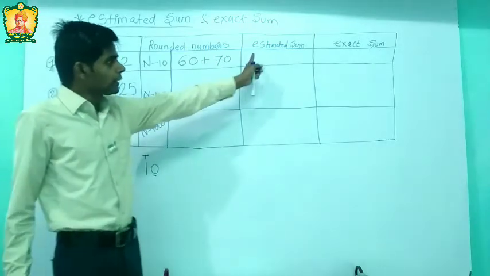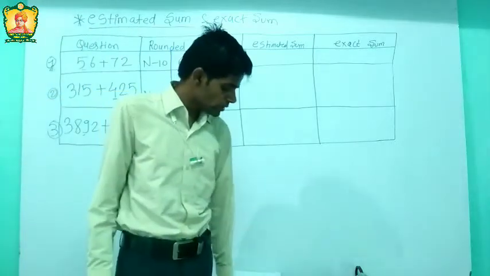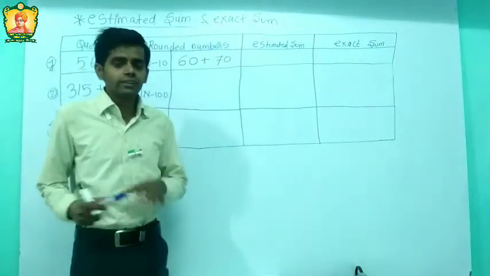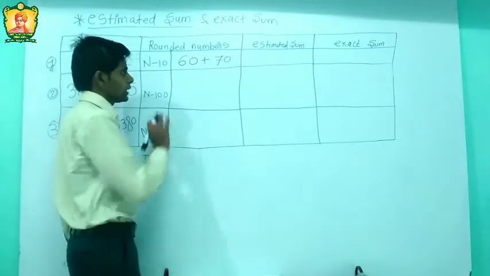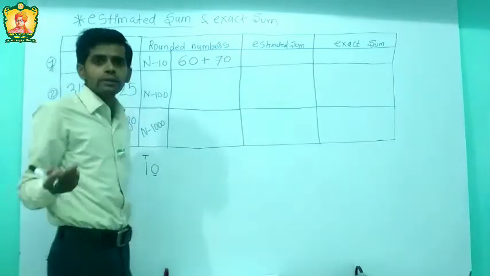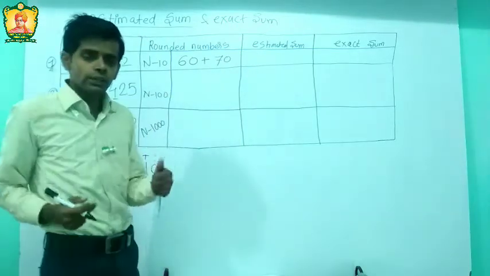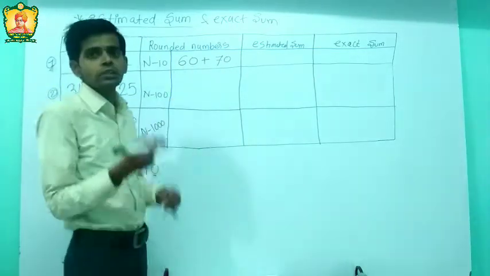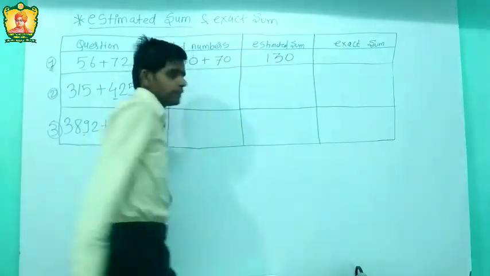Now we have to find out the estimated sum. Okay, and if we want to find out the estimated sum, what we have to do? We have to add the numbers which are rounded off, जिसका rounding off हो चुका है. So 60 plus 70 we have to add, and this gives us 7 to the 7, 7 to the 14, that is 140. But यहाँ 7 नहीं है तो ये आएगा 130. Okay, the estimated sum is 130.